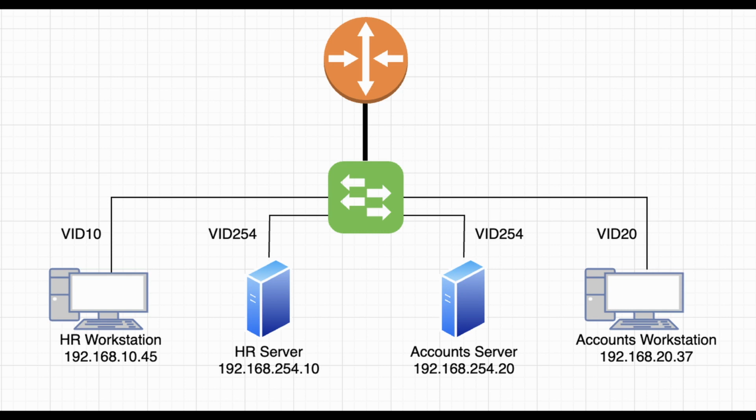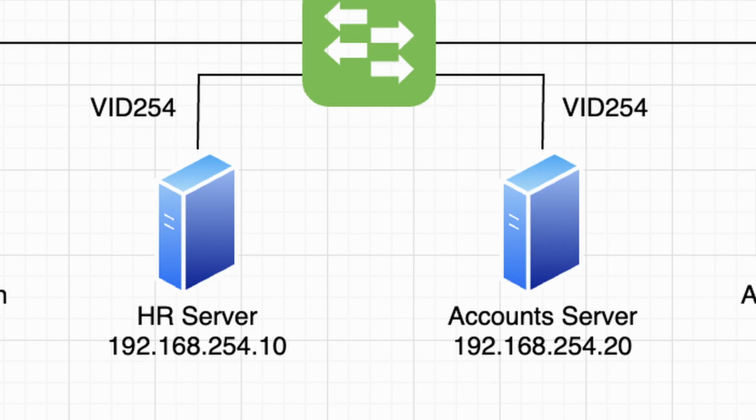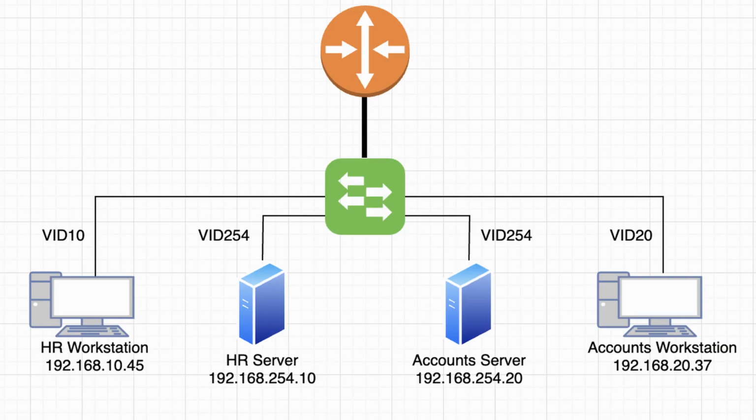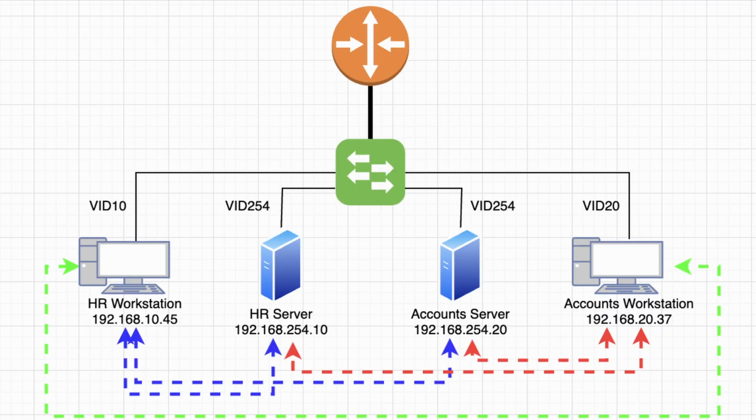If I had a dedicated server VLAN on my network and the HR server was on 192.168.254.10 and the account server was on 192.168.254.20 and Inter-VLAN routing was enabled between HR, accounts and the server, all the hosts on HR and accounts can communicate with either server and potentially access the wrong resource, as well as the hosts on the HR and the accounts VLAN being able to communicate with each other. So we need a way to limit access across VLANs so only certain devices and hosts can reach certain resources.